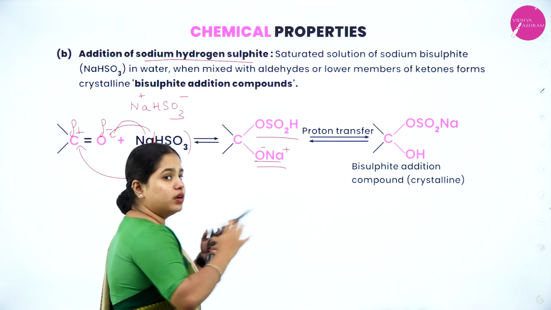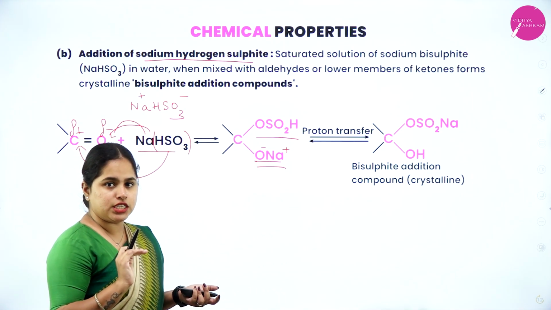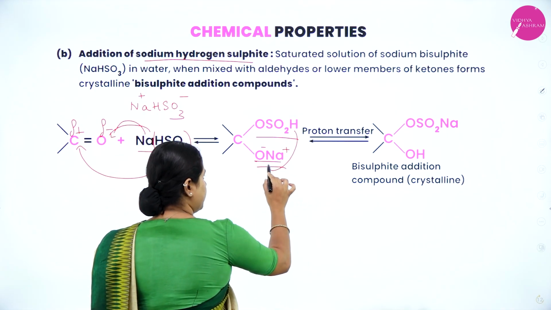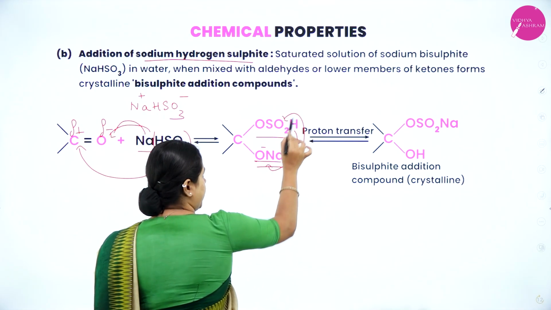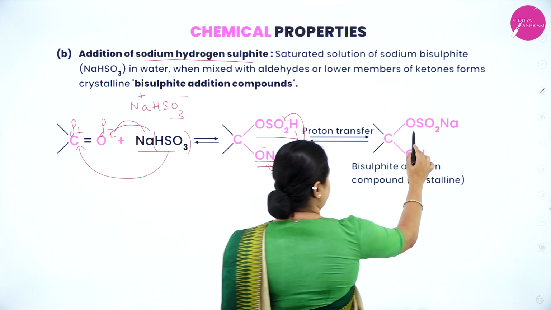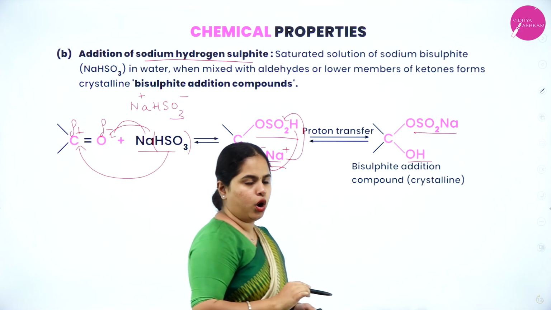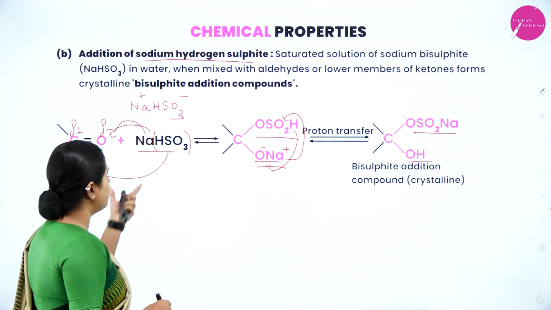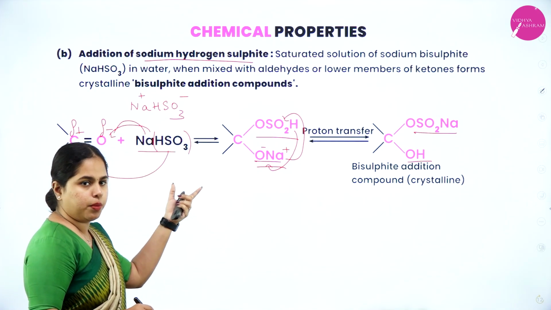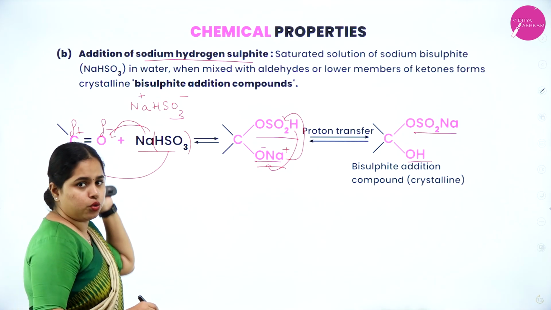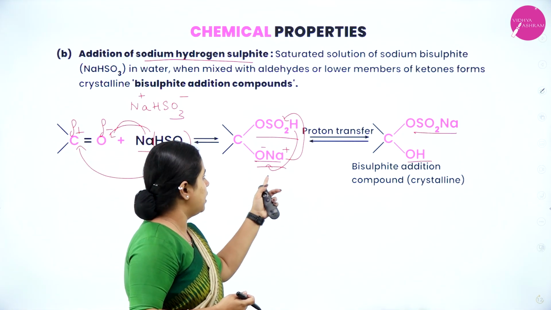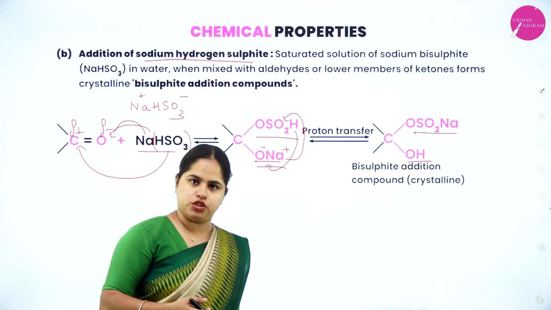Now again, proton transfer will take place. That means H plus transfer is taking place. This hydrogen, that is the H plus ion, will be coming here and the sodium will go here. So what you are going to get? SO3Na and OH is going to be obtained here. So this is the bisulfite addition product. So first, the HSO3 part will get attached to the carbon, Na to the O. Then proton transfer will take place. Hydrogen will come here, sodium will go there. So that is the product you are going to get.